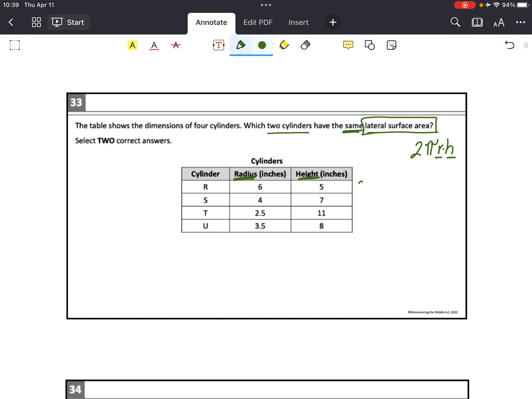So what you're going to do in your calculator is 2 pi times 6 times 5, 2 pi times 4 times 7, 2 pi times 2.5 times 11, and 2 pi times 3.5 times 8. You'll notice that the only 2 that end up giving you the exact same answers are S and U, and I believe that those 2 answers are 175 point something.